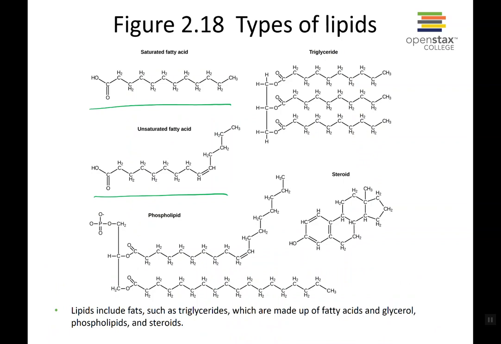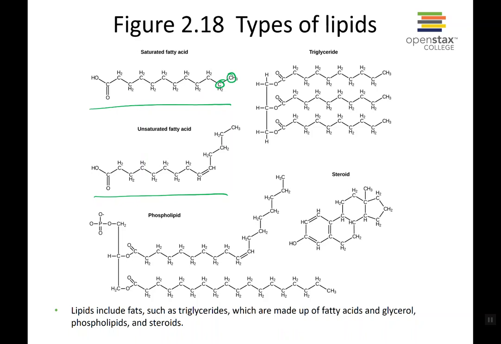What saturated and unsaturated means is it's a way of describing whether or not, within the chain of carbons, every single carbon is bound to the maximum number of hydrogens. So this is saturated because each carbon is bound to at least one other carbon, typically two, unless it's the end two, and the other available bonds are taken up by hydrogen.